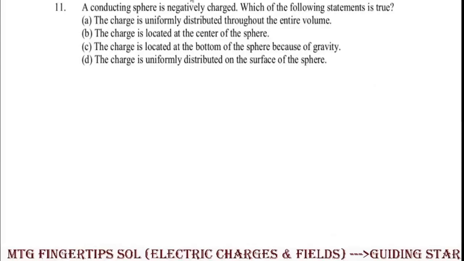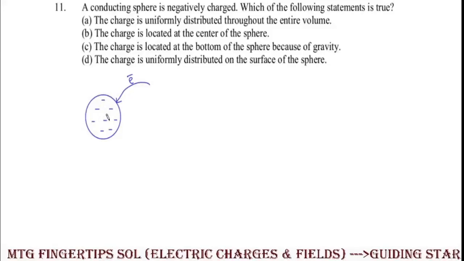In question number 11, what it is saying, a conducting sphere is negatively charged. Which of the following statements is true? So one conducting sphere, that means they have given you one conducting sphere and you are giving some charge to it, that means electrons, that means it will be negatively charged. So what actually happens when you give some free charges or free electrons to a given conductor? Clear? So that means these electrons, when you give, will be distributed uniformly throughout the given conductor.